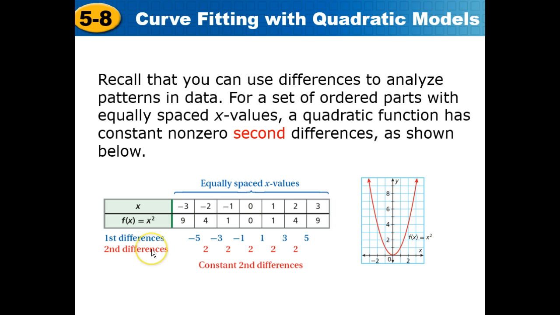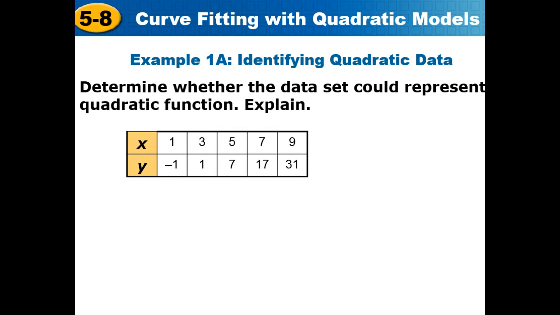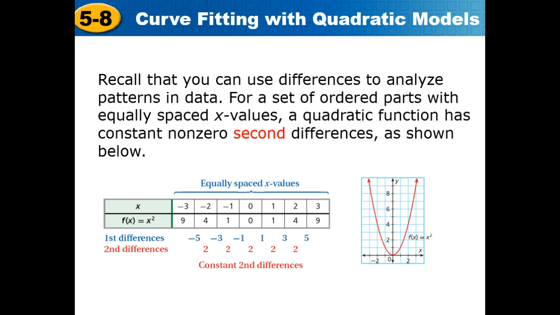The first differences are not constant. The second differences, however, for this function, if we take the blue numbers here and subtract those numbers, we go up 2 every time. And you can see that we have constant differences in the y values. And this function is actually the parent function for a parabola, or x squared. So that's how you know.